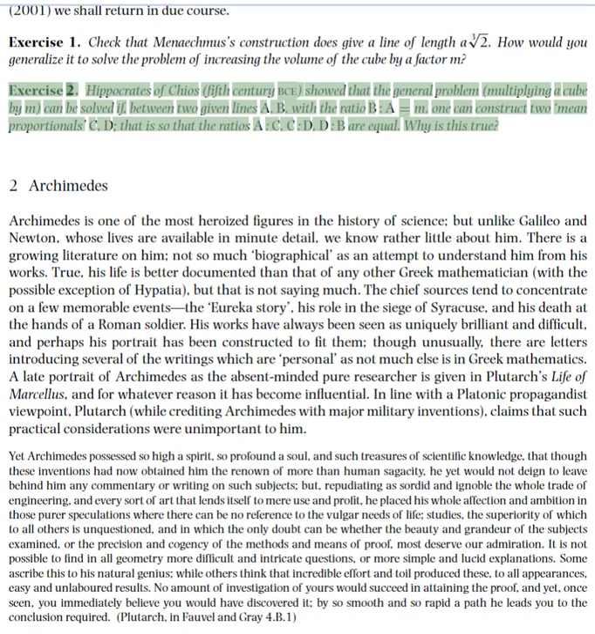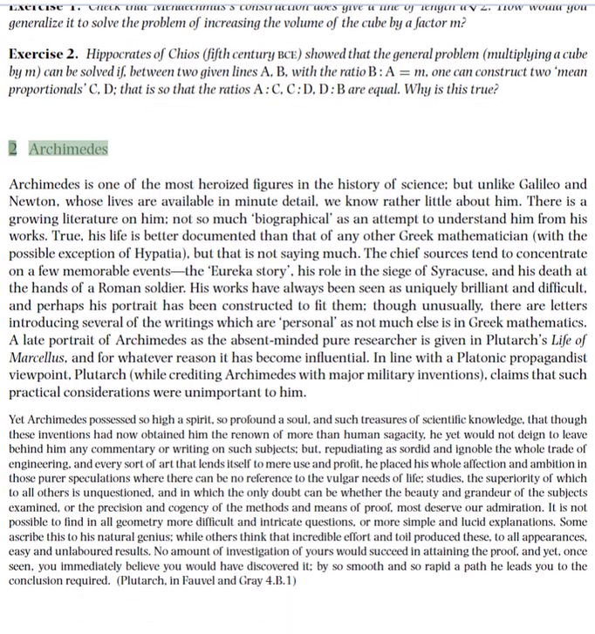Exercise 2. Hippocrates of Chios showed that the general problem can be solved if, between two given lines A, B, with the ratio B to A equal to m, one can construct two mean proportionals C, D, so that the ratios A to C, C to D, D to B are equal. Why is this true?